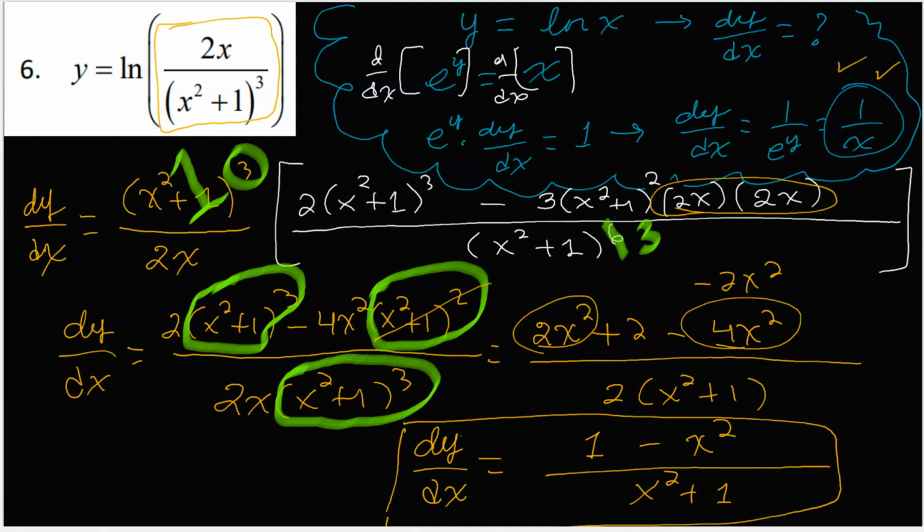Now, can you cancel the x squared from there? Oh, no, you cannot, because it's addition and subtraction here. You can try to factor, but that's not going to be helpful. Okay, and so that is it.